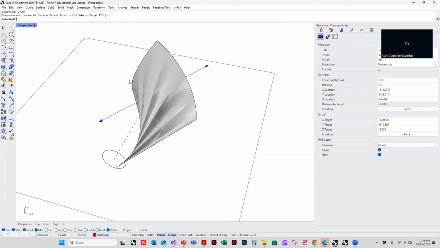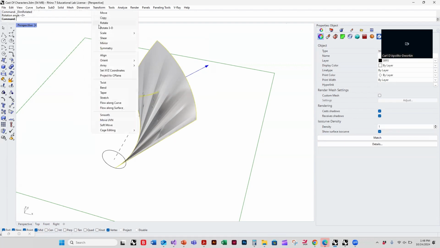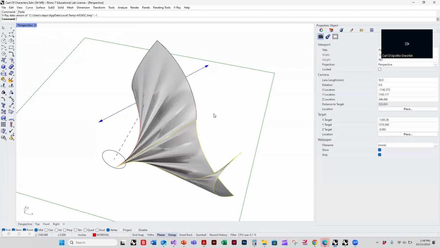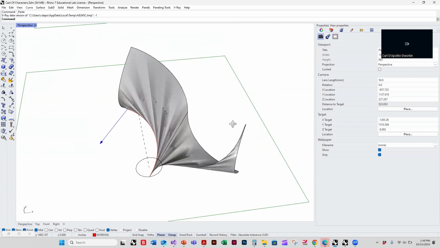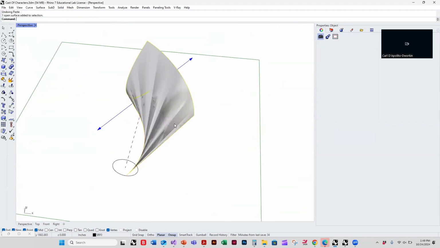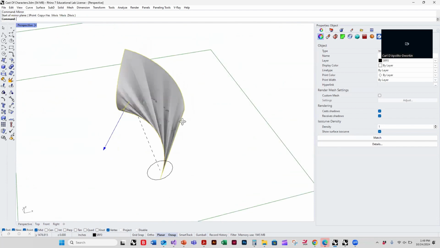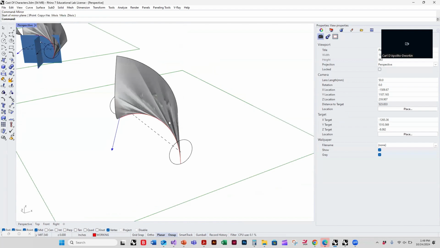What's interesting about this is tangency: if you rotate a surface 180 degrees around one of its isocurves, it will always be tangent to itself. So if I rotate this surface 180 degrees around its isocurve, it's always going to be completely continuous with itself. That's always the case. And if I mirror it also, it will also be tangent at that point.